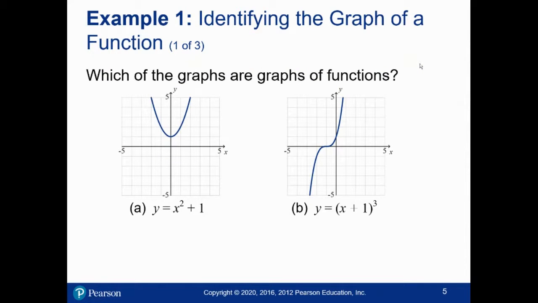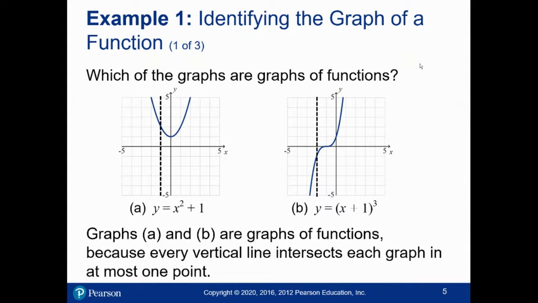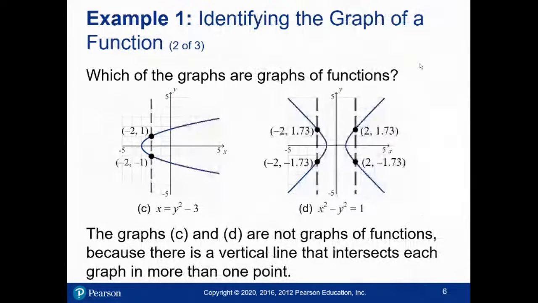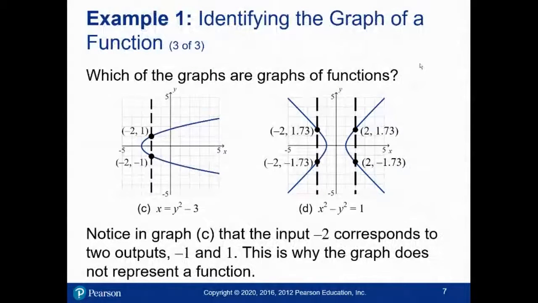So look at these two and ask, does it pass the vertical line test? If so, it's a function. They both pass the vertical line test. Any vertical line you draw is going to intersect it at most once, so it's a function. How about these? No, because it's possible to draw vertical lines that intersect twice, and that would be a problem. Okay.